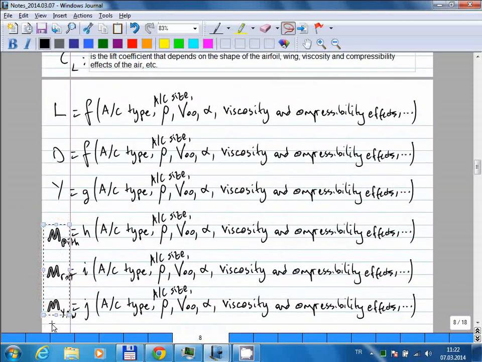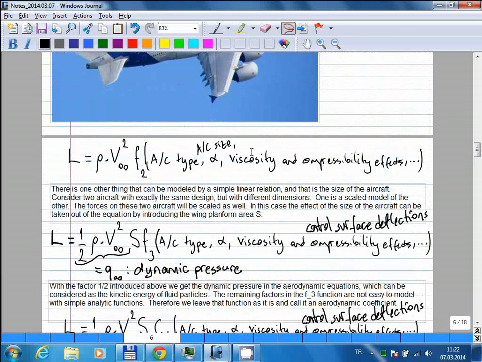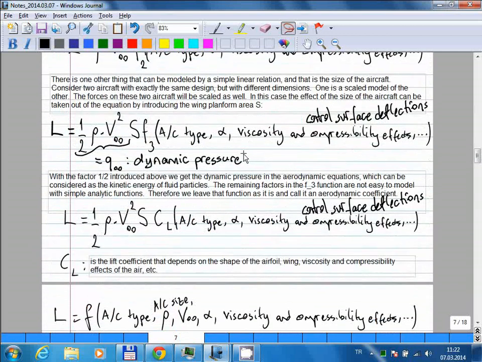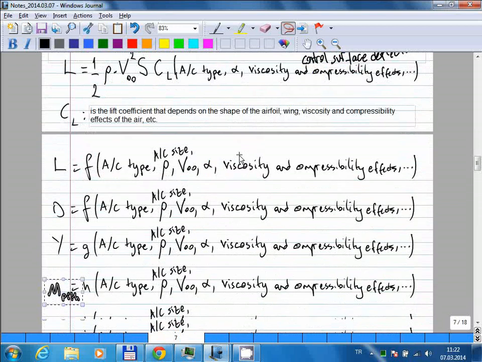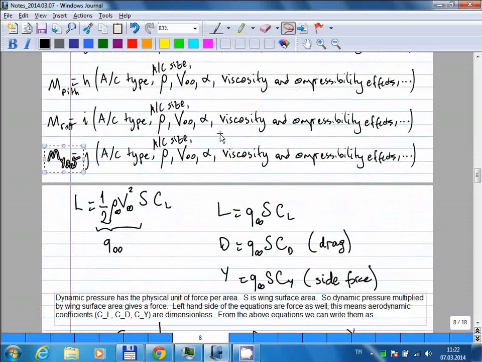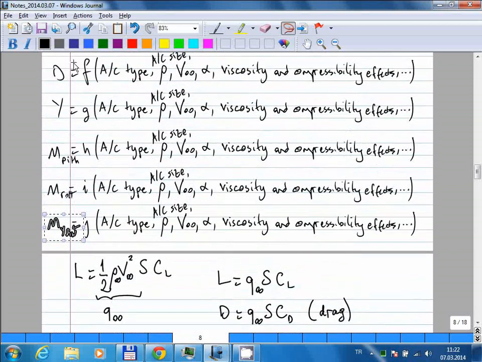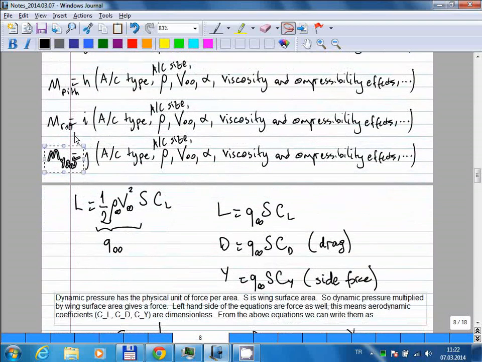And there are moments. So this is the pitching moment. So this is the moment I explained at the beginning. So this is the moment with respect to the fixed point on your aircraft. And then there are moments on the other two axes as well, the rolling moment and yawing moment. So each one of these forces and moments are affected by the same arguments. So we define aerodynamic coefficients for each one of these force and moment terms. Okay?